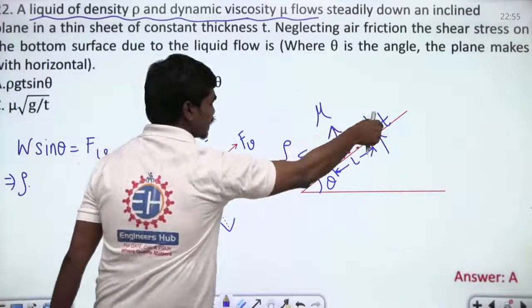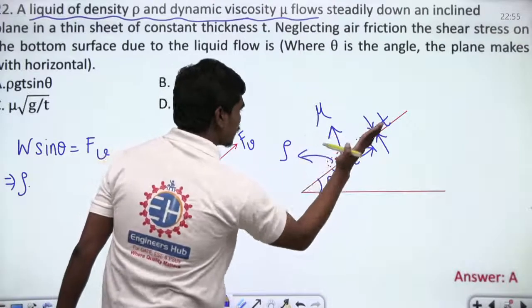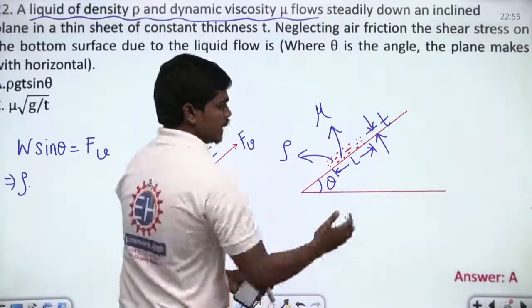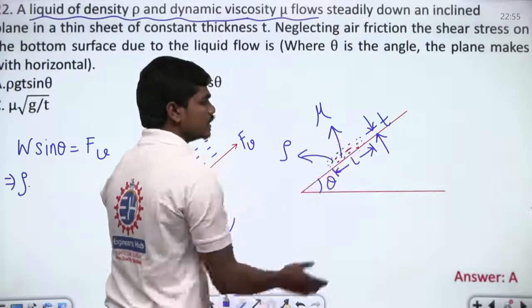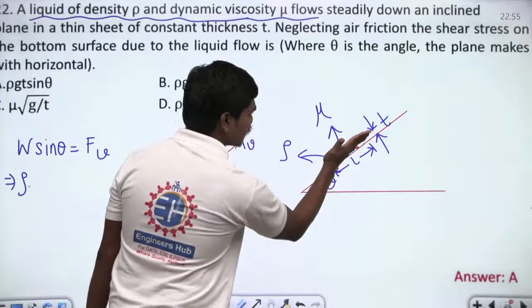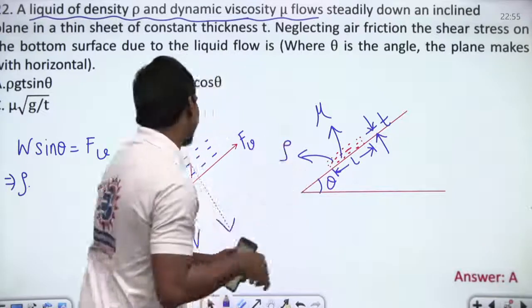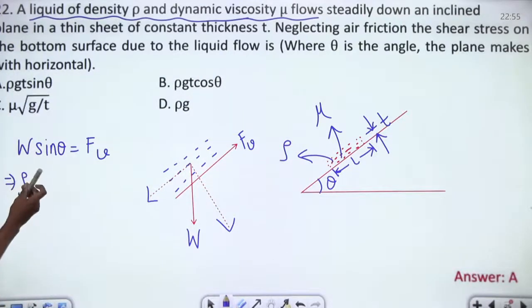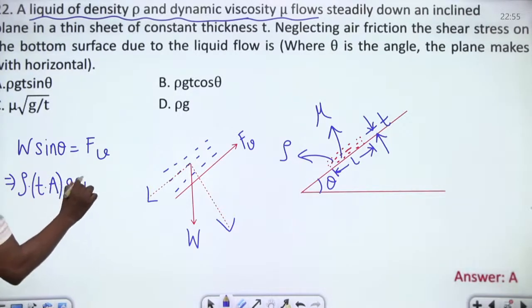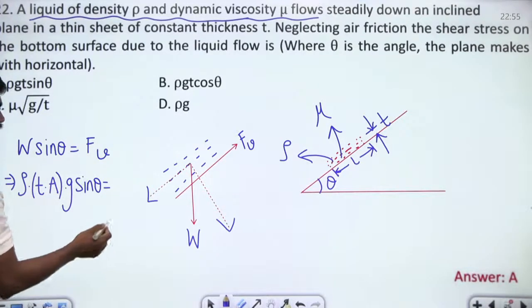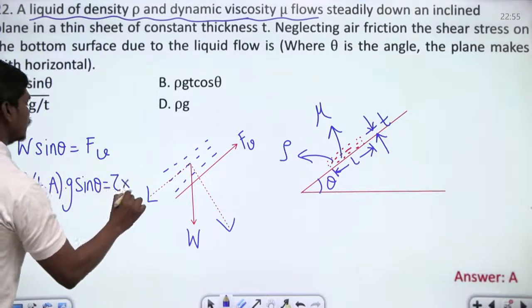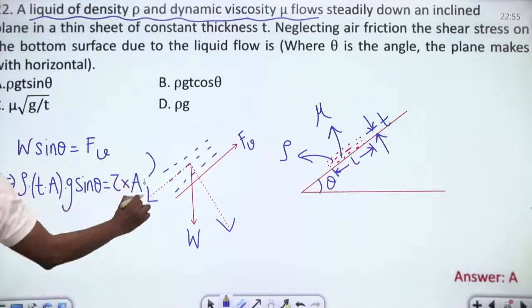Volume is nothing but this thickness times the cross-section area which is perpendicular to this plane. Correct? Let us suppose this liquid film is coming out of the board for 5 centimeters, then this cross-section area, which is my hand, times the thickness gives the total volume of the liquid. So rho times T times A, times gravity, times sin theta, should be equal to your viscous force, and viscous force is nothing but shear stress times area. So tau times area. This is what we write here. Correct? So tau times area.